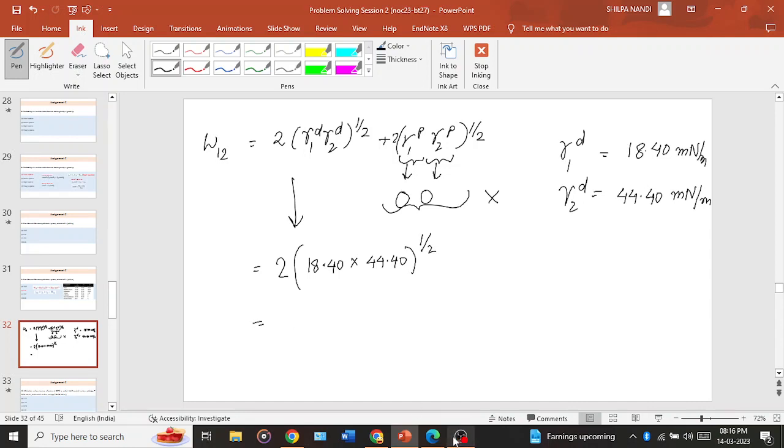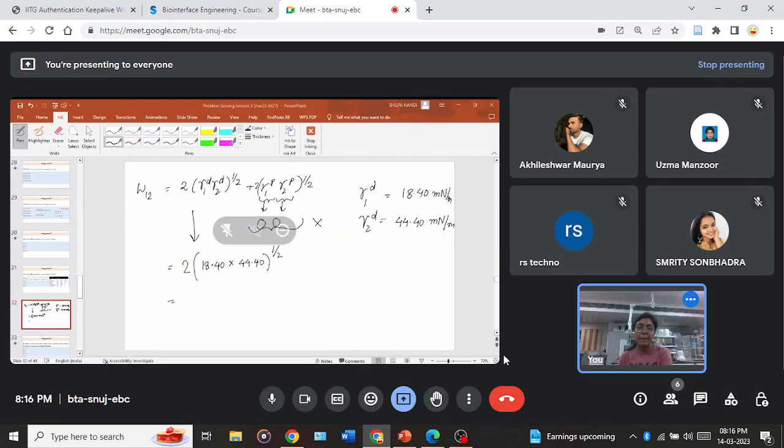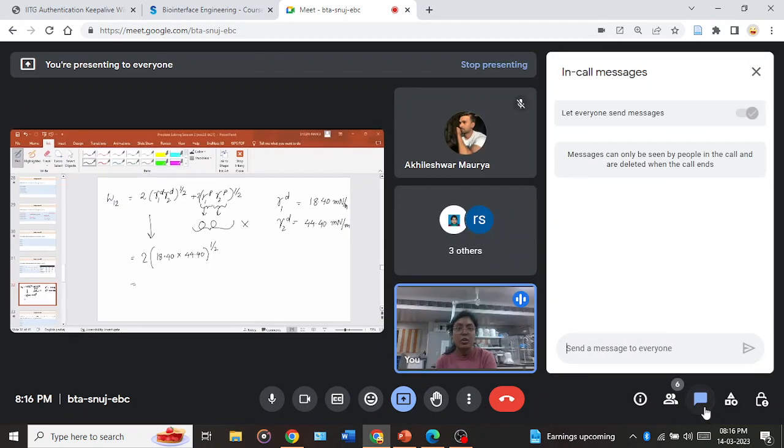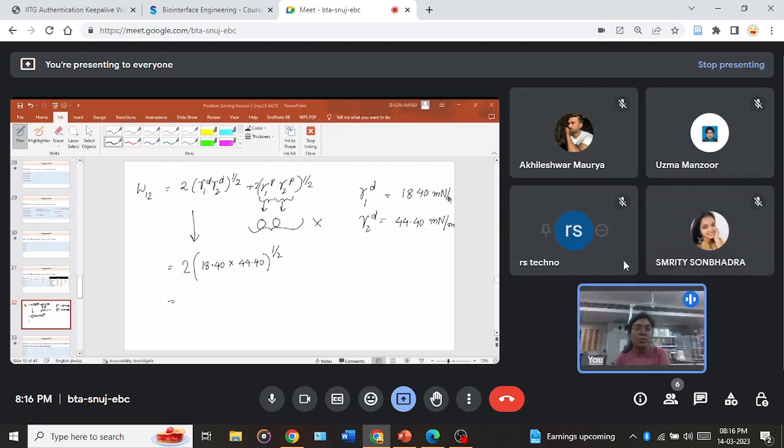Can anyone now solve this for me? If you have a calculator or you can use your mobiles. What would be the answer to this question? Just solve this. You can post it in the chat box.